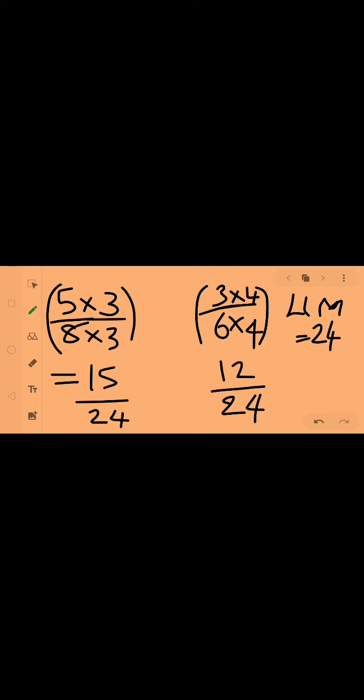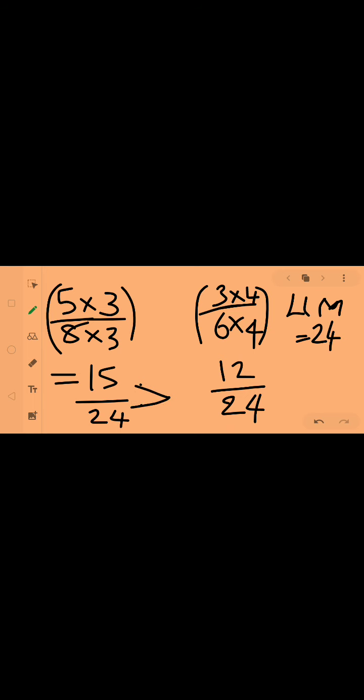Now both the fractions are in like form. Like fractions are quite easy to compare. We just need to compare the numerators. What are the numerators here? 15 and 12. Which numerator is larger? 15 is larger. Towards the larger number, place 2 dots, and towards the smaller number, 1 dot. Then we join, and we get the correct comparison.